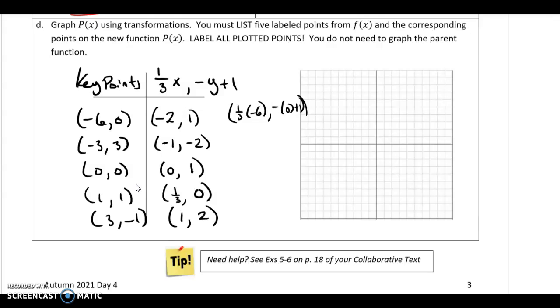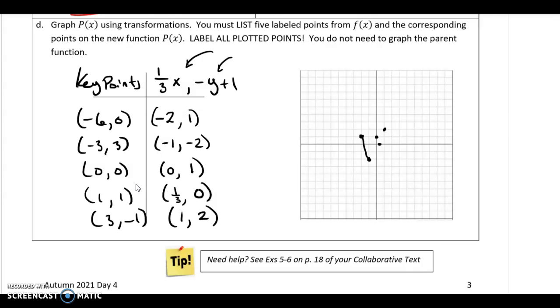So again, I just took each of these x and y values and plugged them in for x and y here to get these different points. There's a lot of these. I'm not going to label all these, so we can just go ahead and think, okay, we're going to graph these by ones. So (-2, 1) is right here. (-1, -2) is right here. (0, 1) is here. (1/3, 0), I'm going to have to kind of estimate that, but I'm going to say that's right here. And then (1, 2) is right here.